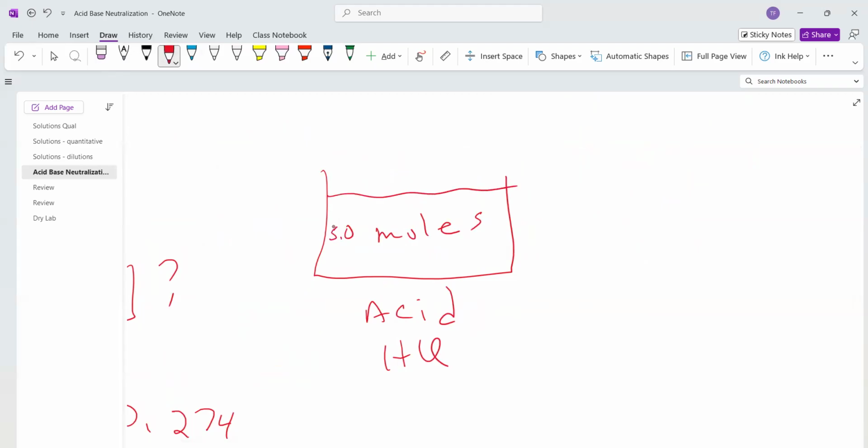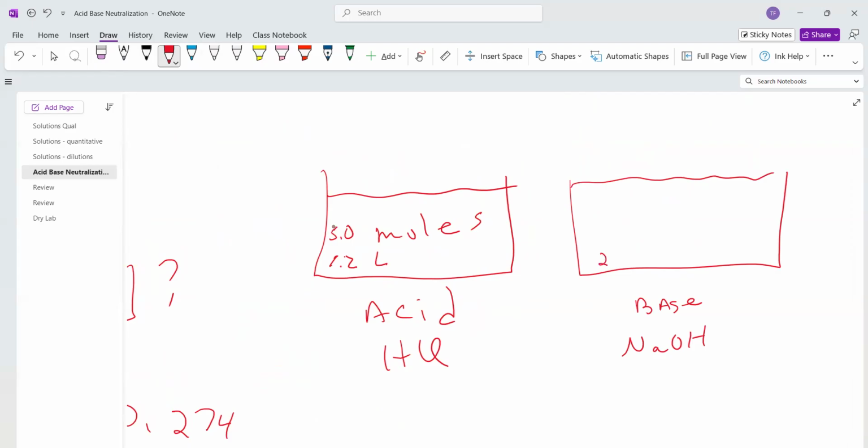Okay, so I've got 5 moles of HCl I just put in here. The solution is 1.2 liters. Now I'm going to dump in 2.4 liters. And I'm going to throw in 2 moles of sodium hydroxide.